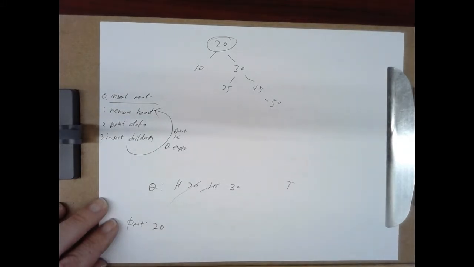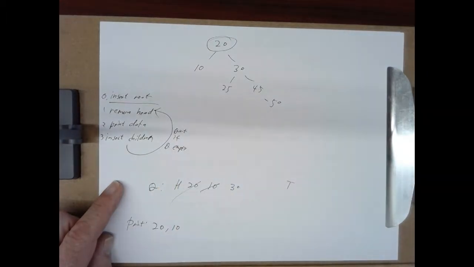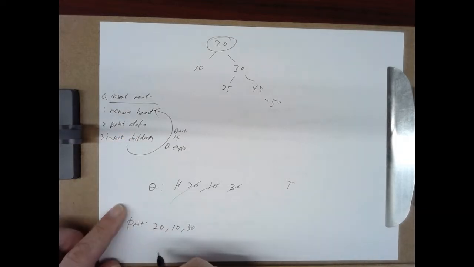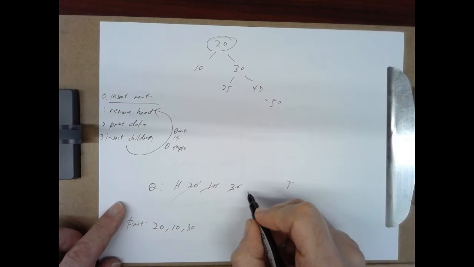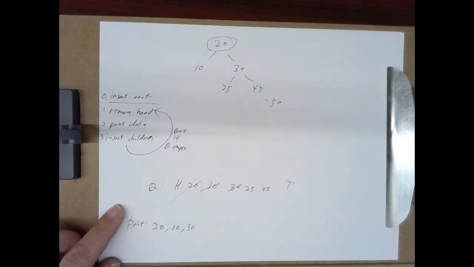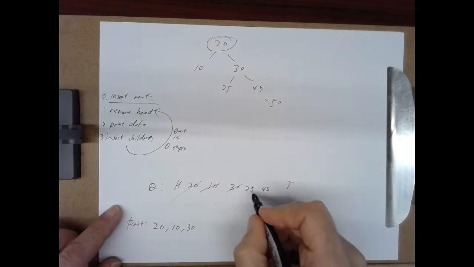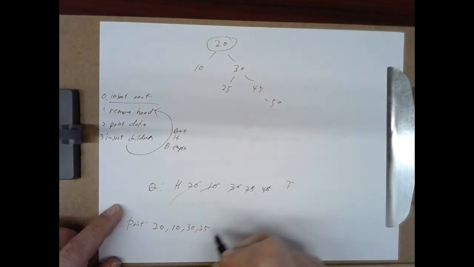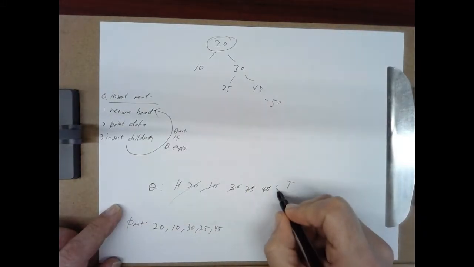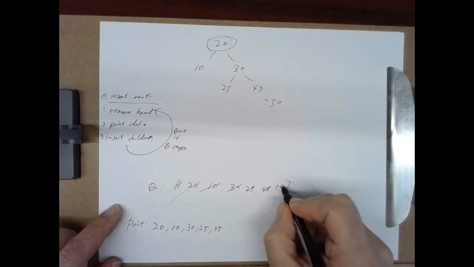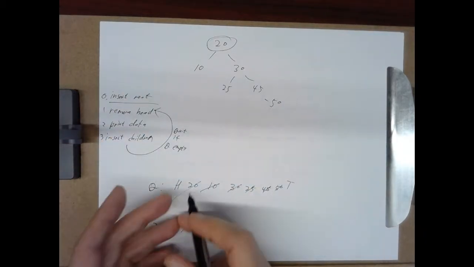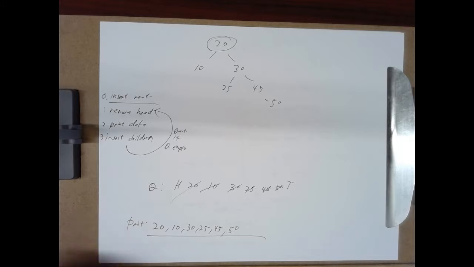Remove the head of the queue, which is 10, print its data, 10, insert its children. Well, 10 has no children, so there's nothing to insert. Go back to step 1. Remove the head of the queue, which is 30, print its data, 30, insert its children. Well, it has a 25 and a 45. So insert those into the queue, and we just keep looping. Remove the head, 25, print its data, insert its children; it has no children. Remove the head of the queue, 45, print its data, insert its children, which is 50. Remove the head of the queue, 50, print its data, insert its children; it has no children. Now we try to remove the head of the queue, it's empty, we're done. That's your breadth first search traversal.